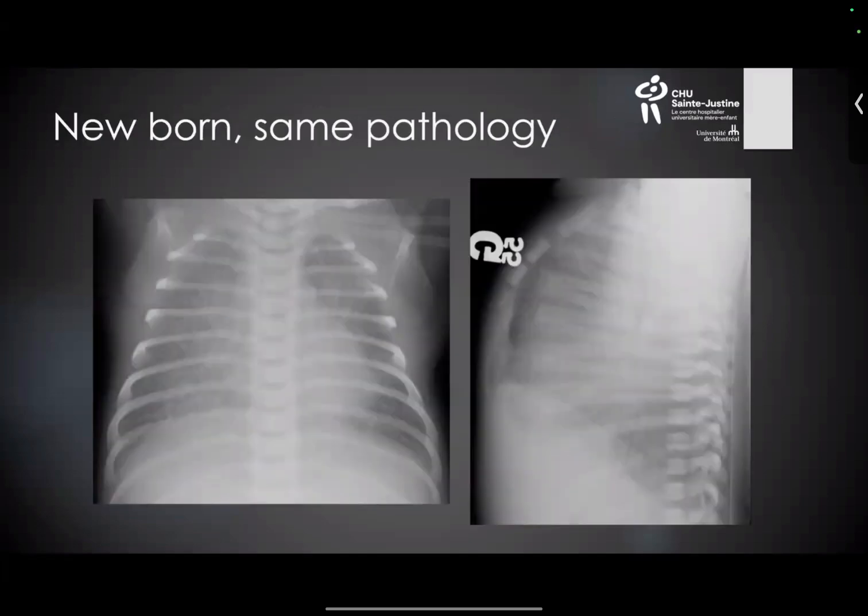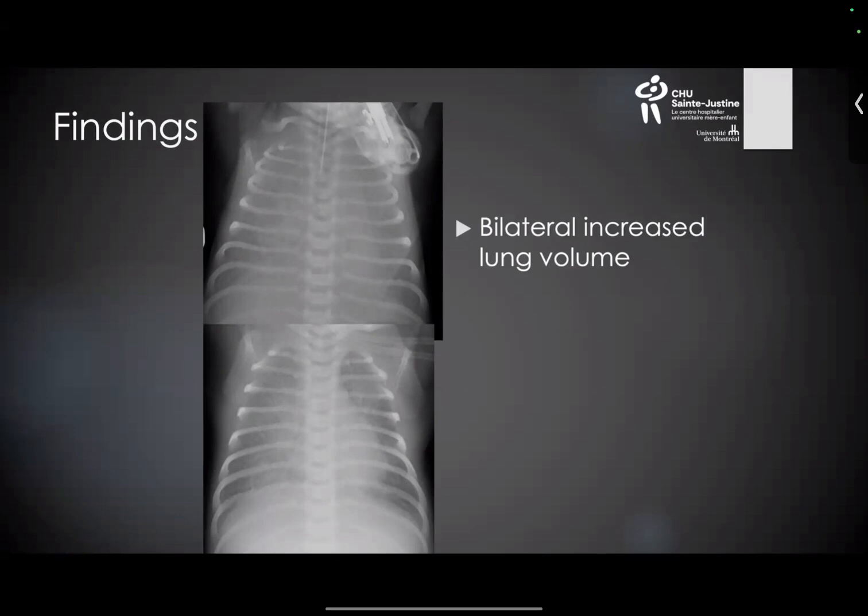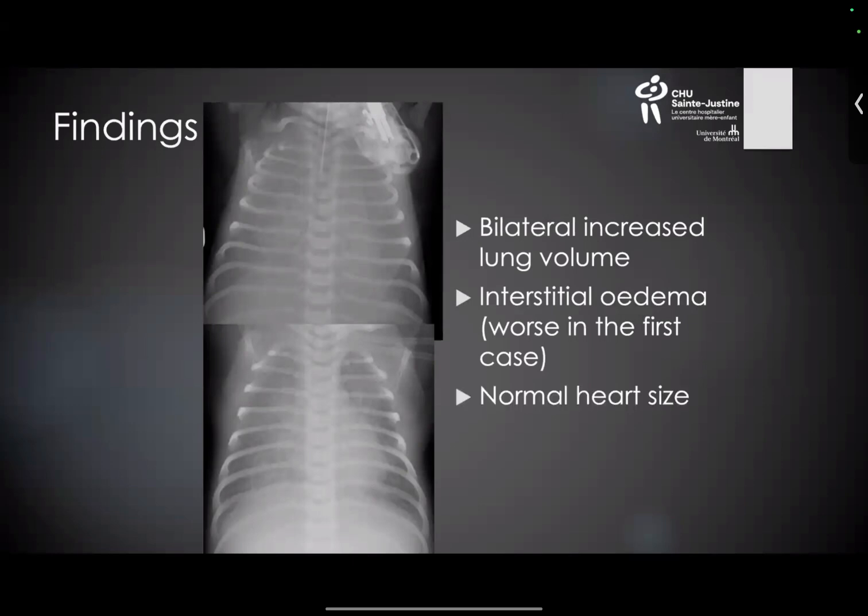And then you have another baby, same pathology, a bit less severe, so a small lung, and basically huge edema on both sides with slight hyperinflation in a term baby. So both cases are the same diagnosis. So what do we see? Bilateral increased lung volumes, interstitial edema, worse in the first case, and then a normal heart size, with normal arterial blood flow, so you cannot see big pulmonary arteries, so it's basically an edema thing.